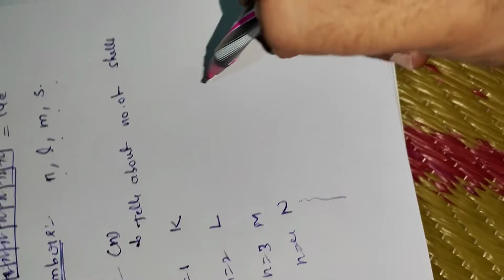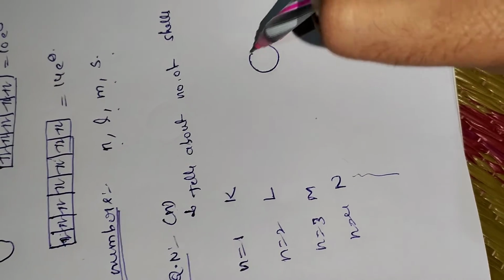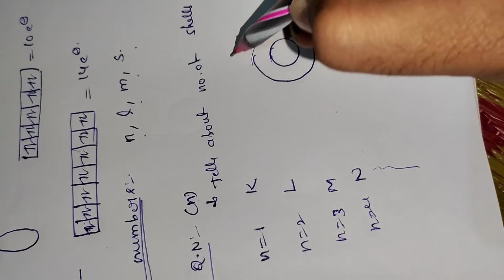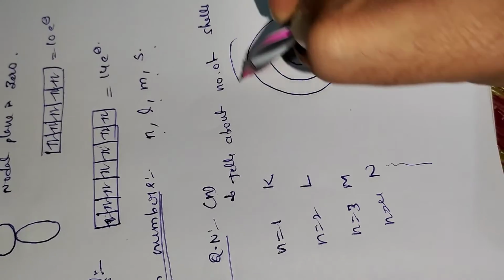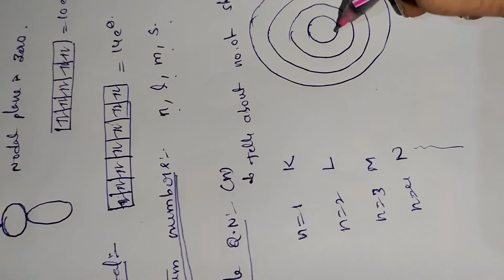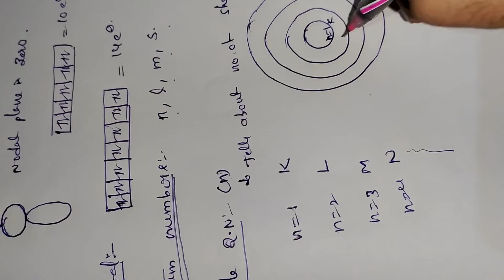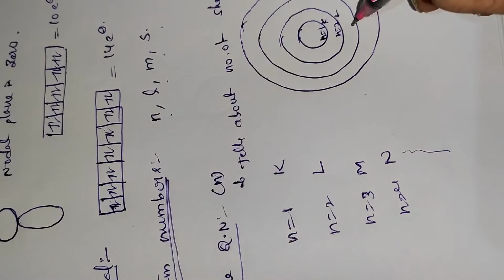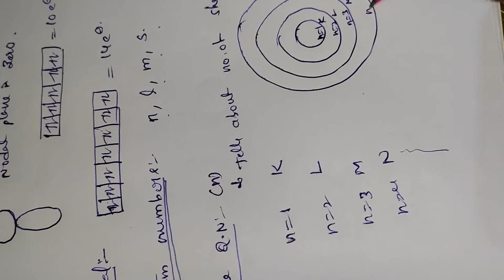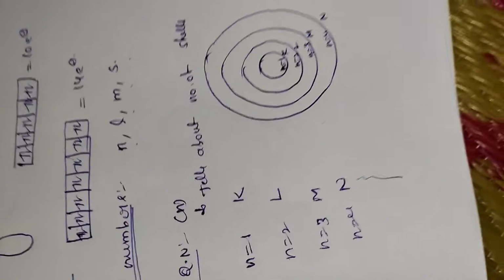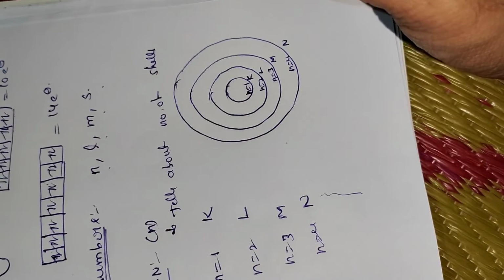N tells about the number of shells. N is equal to 1 means K shell, N is equal to 2 means L shell, N is equal to 3 means M shell, N is equal to 4 means N shell. N tells about the number of shells.